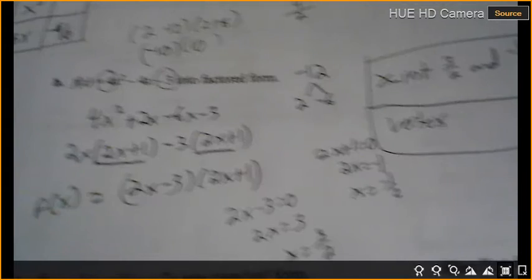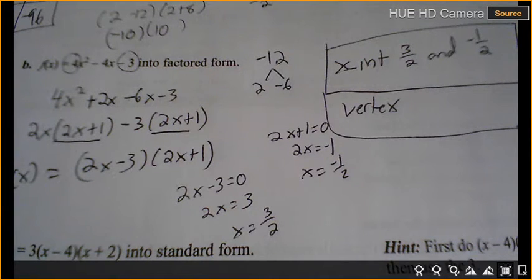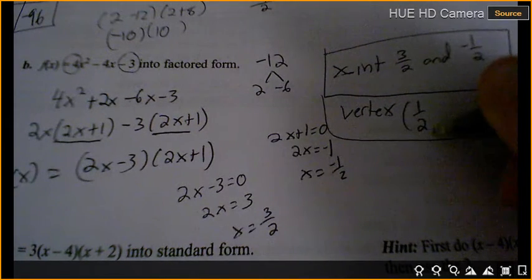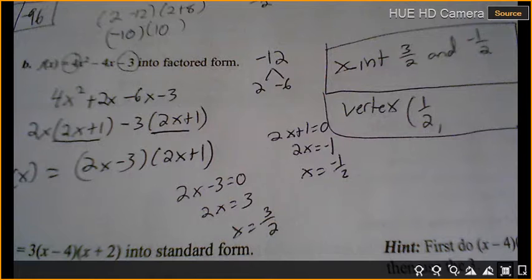So I'm going to go 3/2 plus negative 1/2. And I'm going to divide that answer by 2. So my vertex is going to be 1/2. And then I'm simply going to plug 1/2 into my equation. I might put it in the standard form equation or the factored form, and I get negative 4.